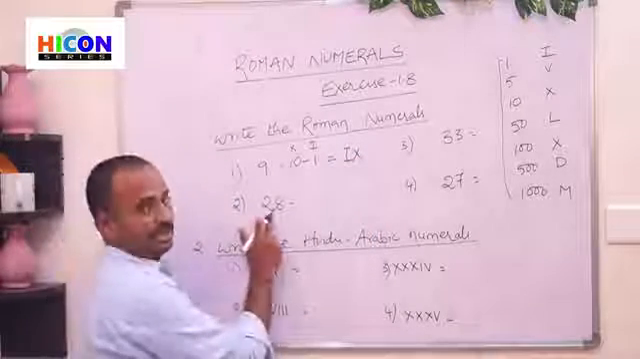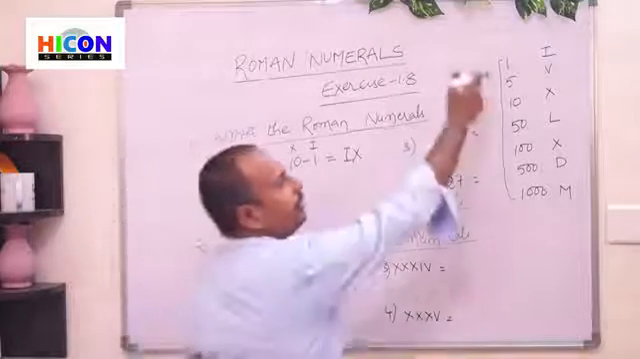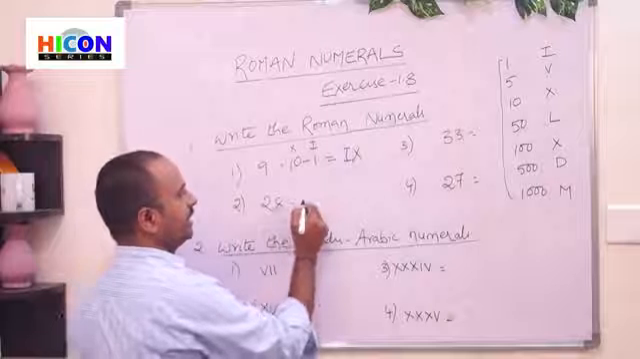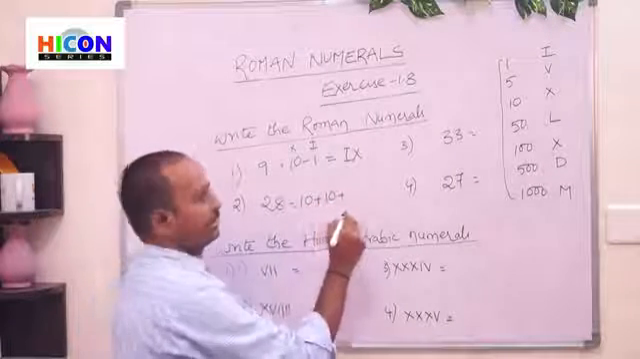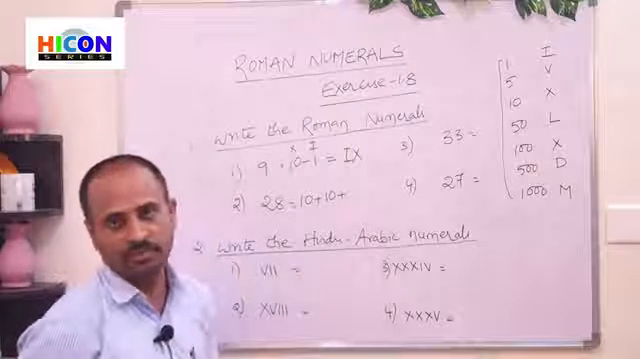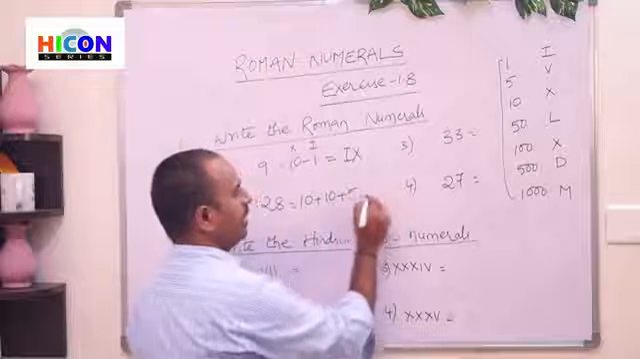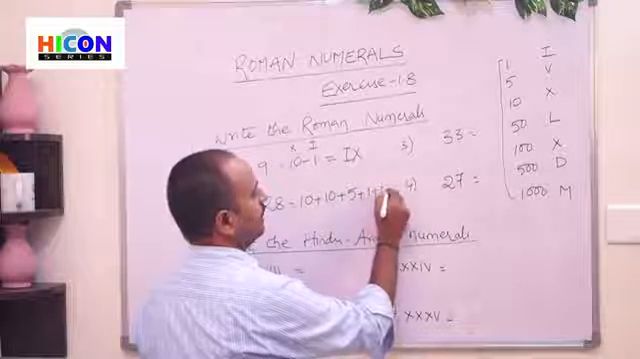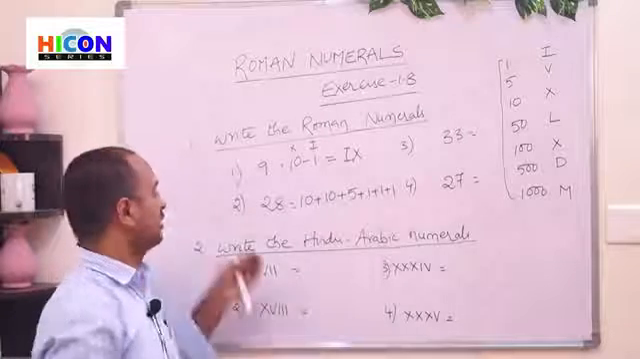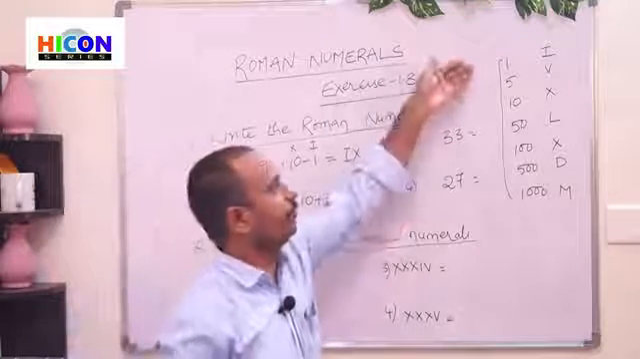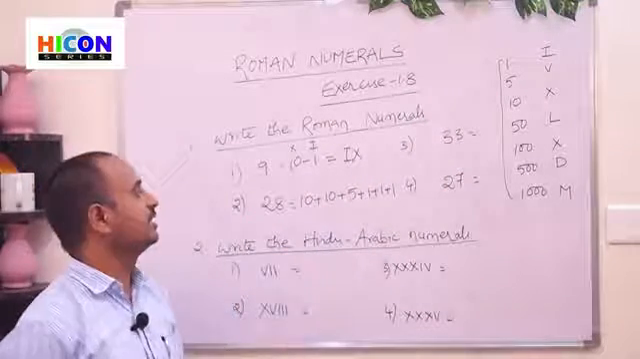So children, see the second one, 28. Now split this number in terms of Hindu-Arabic system. So 28 can be written as 10 plus 10 plus 8, and 8 can also be split into 5 plus 1 plus 1 plus 1. So children, we have to split the given number into ones, fives, tens, 50s, 100s, 500s. Then only we can write the Roman numeral easily.